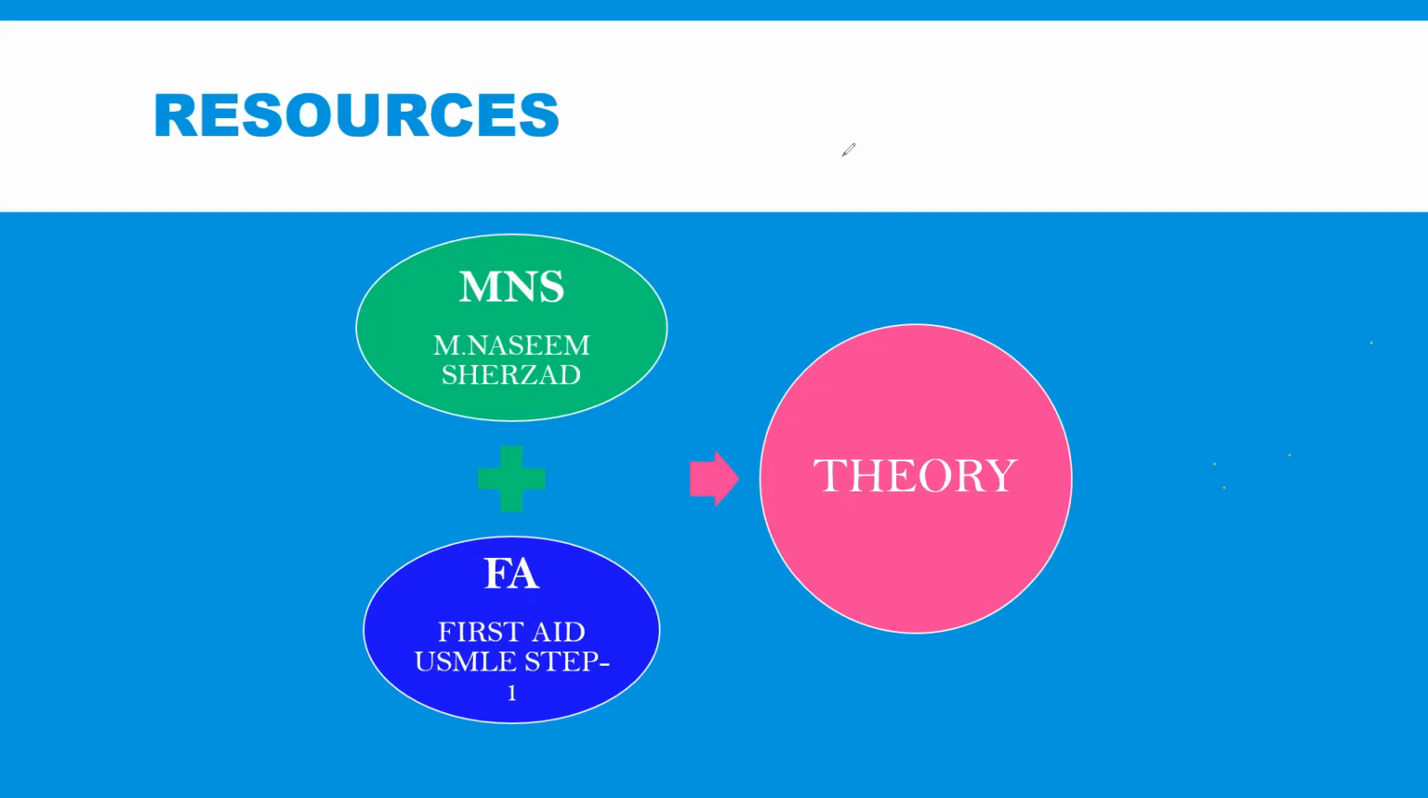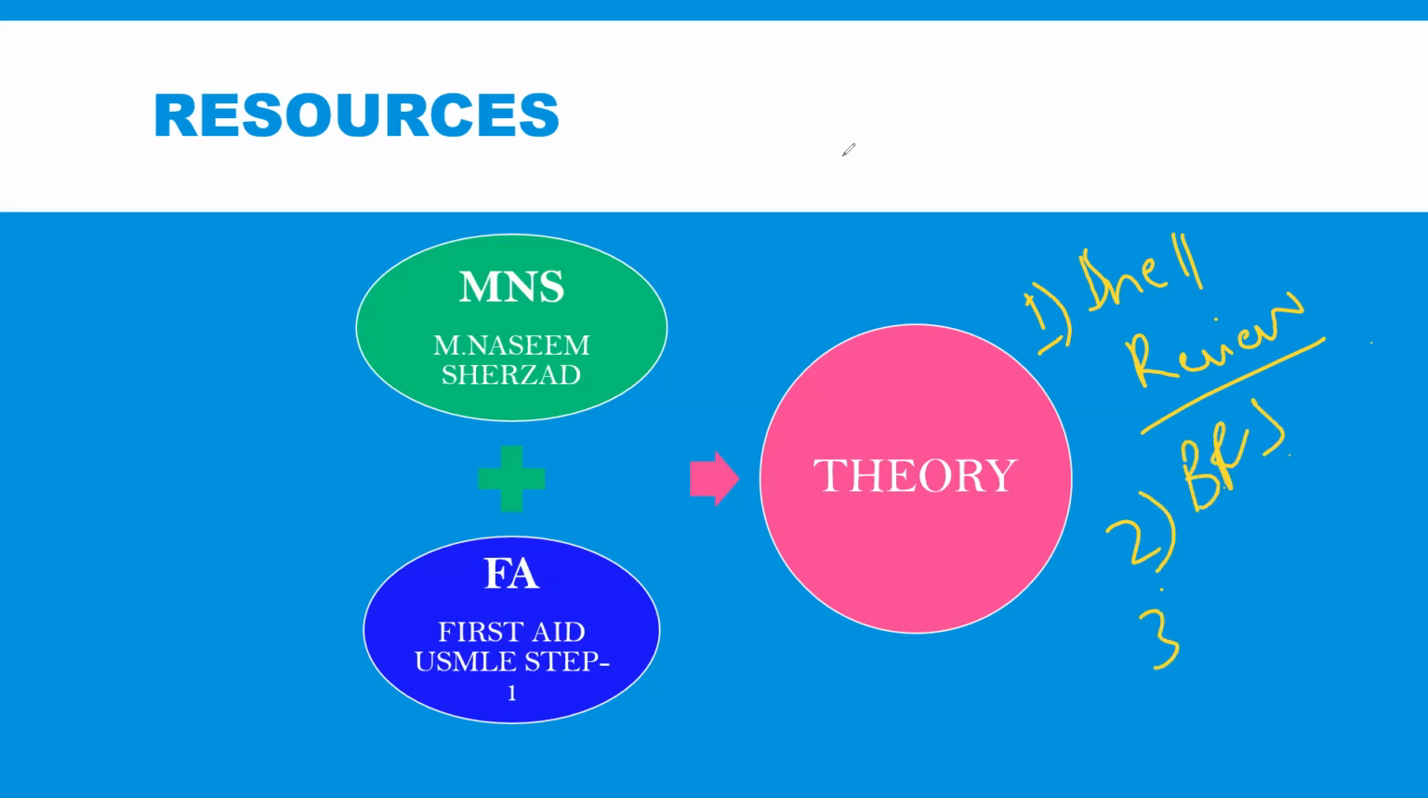People are recommending Snell Review. There are two books for Snell: one is Big Snell and one is Snell Review. Second, you have BRS for physio, and you have BRS for patho as well.